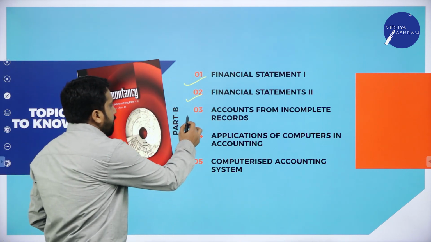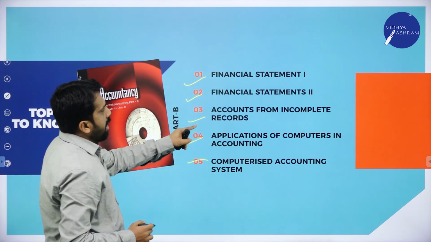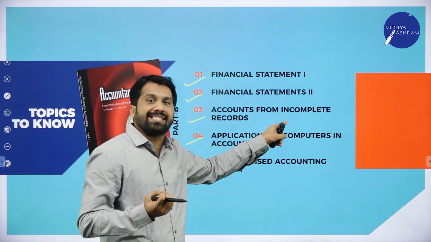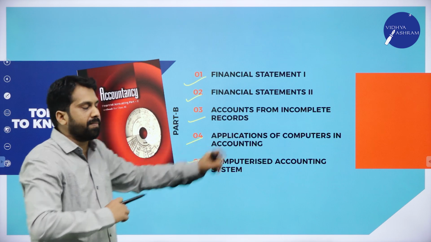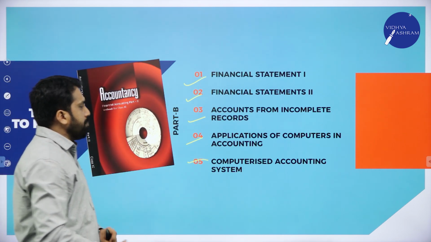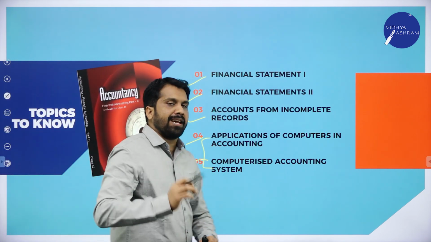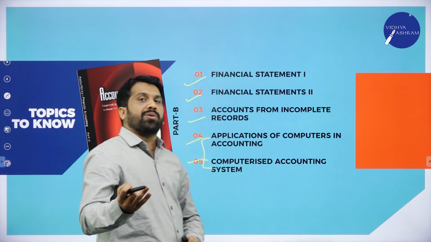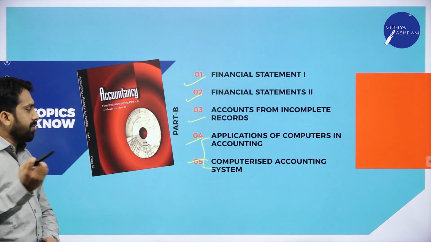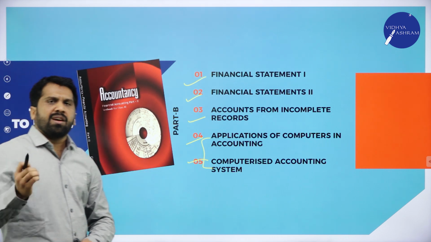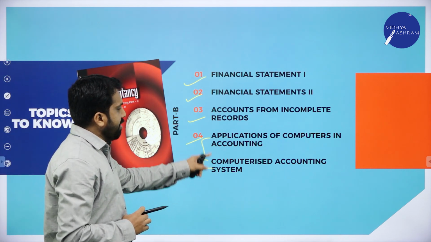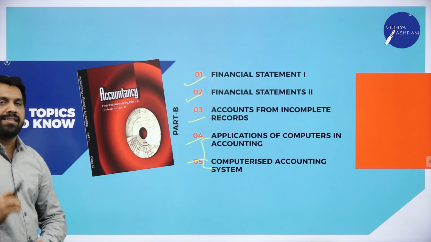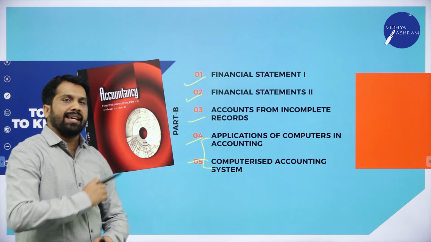Now, 3, 4, 5. Accounting from incomplete records, also called the single entry system. Application of computers, all basic things about computers. What do you mean by computer? What is accounting in computer? Accounting software in computer. All basic things you will learn from these two topics. This is all about your syllabus. We'll go to the next slide.